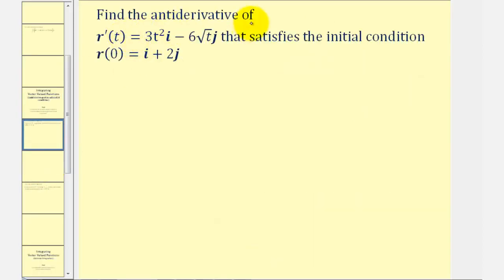We want to find the antiderivative of r prime of t that satisfies the initial condition r of 0. So to find the antiderivative, we want to integrate r prime of t. So we'll have the integral of 3t squared times i minus 6 square root t j. And we learned from our first lesson, we now integrate each component individually.